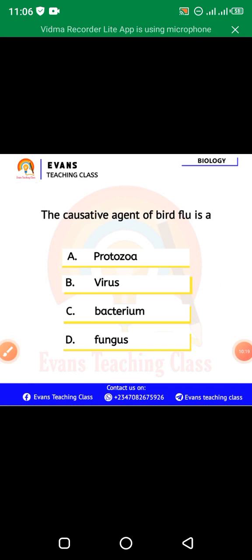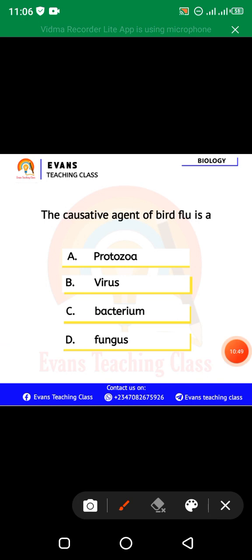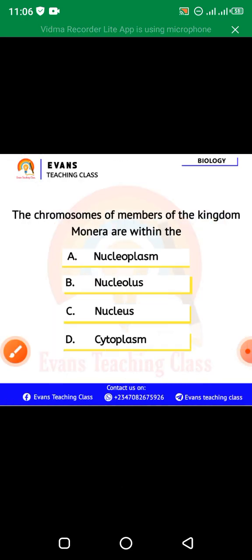Now the next question: the causative agent of bird flu is a dash. A. Protozoa. B. Virus. C. Bacterium. D. Fungus. The causative agent of bird flu is a virus. It causes bird flu, a disease of animals or organisms. So our right option here is option B. So let's move to the next question.